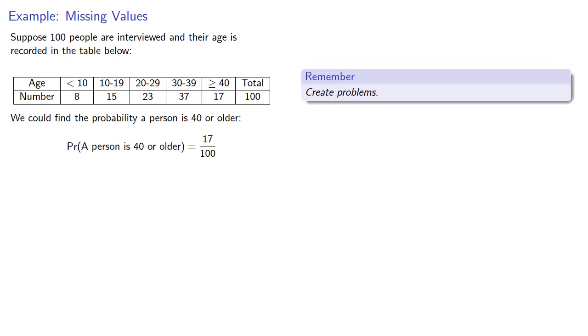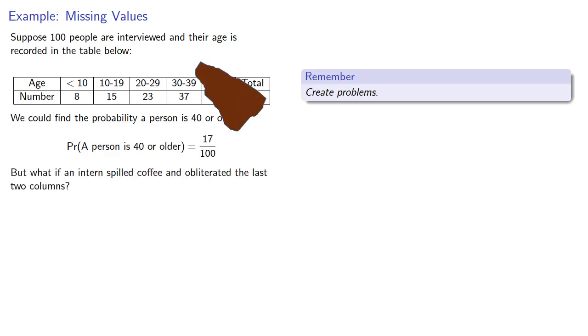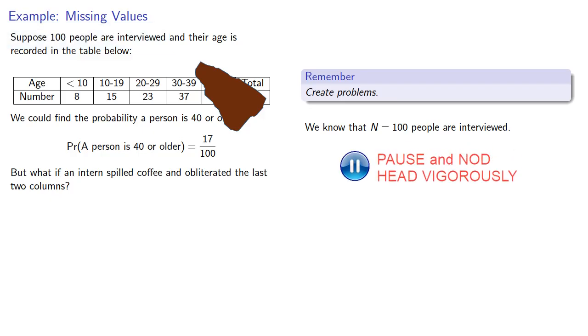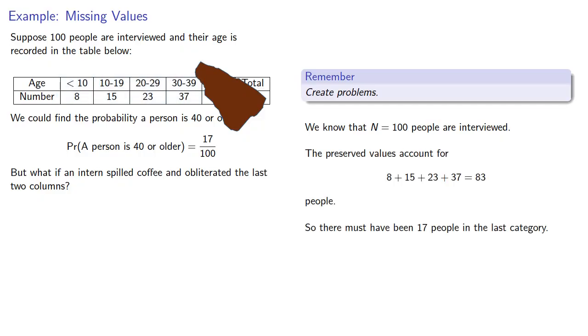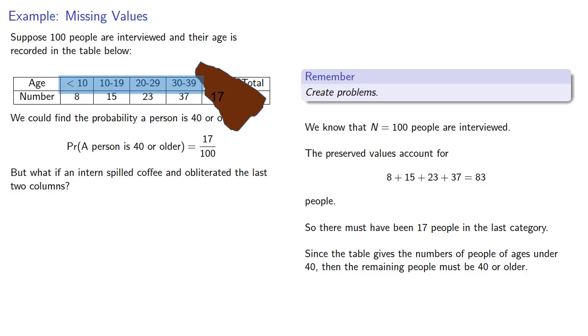But remember, create problems. What if an intern spilled coffee and obliterated the last two columns? Now, we still know that n equals 100 people were interviewed. And the preserved values account for 83 people, so there must have been 17 people in the last category. And since the table gives the numbers of people of ages under 40, the remaining people must be 40 or older. And so we don't even need the entire table, we only need parts of it, and we can often deduce the rest of it.